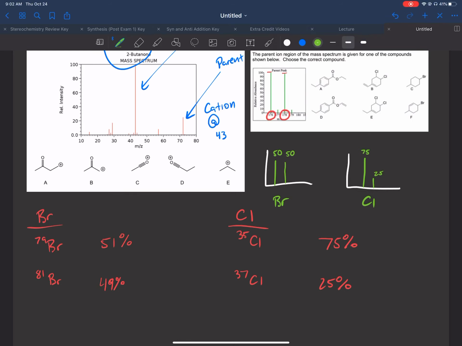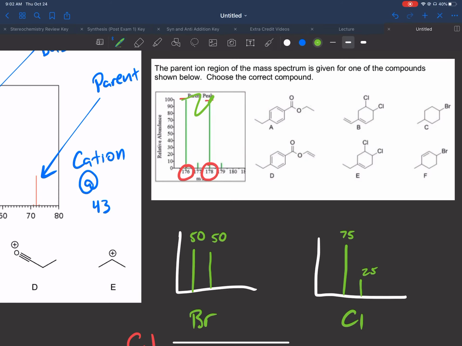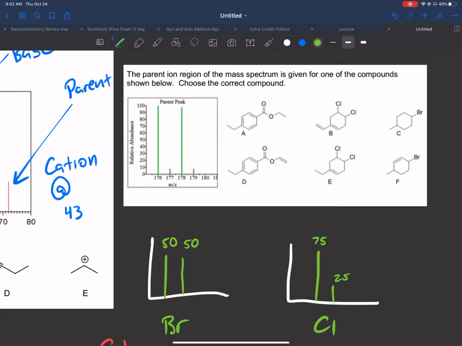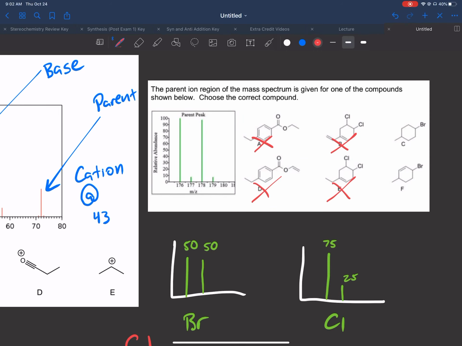So you can see that we have 2 peaks relatively the same height, and with a mass difference of 2 apart. So that means we have bromines in our compound, a bromine. So anything without a bromine we can eliminate. So A, D, B, E. So now we're down to C and F. All right. So what they ask you in this question is to choose the structure that is the original compound. Okay. So we need a correspondent to our parent peak.